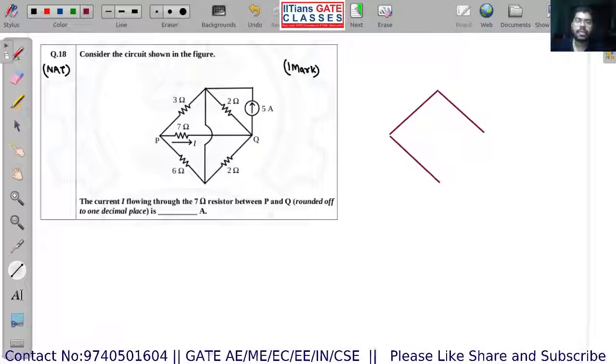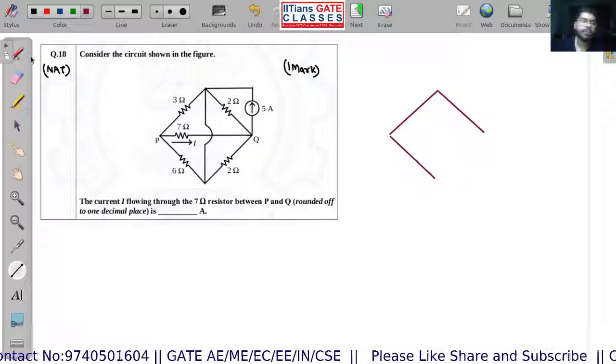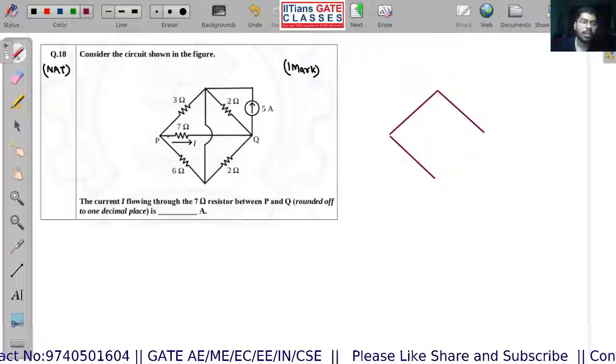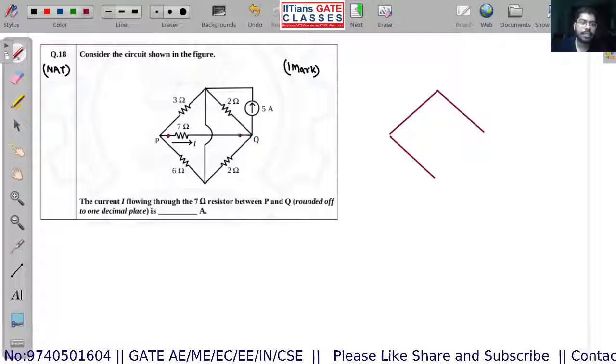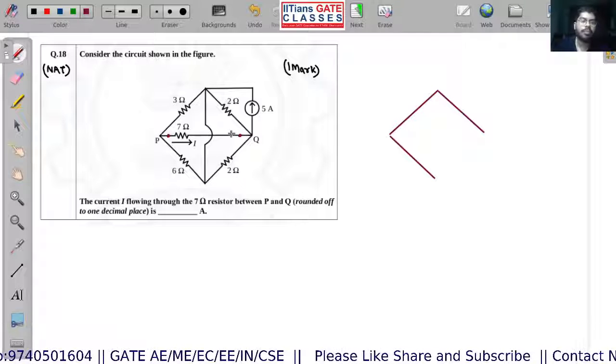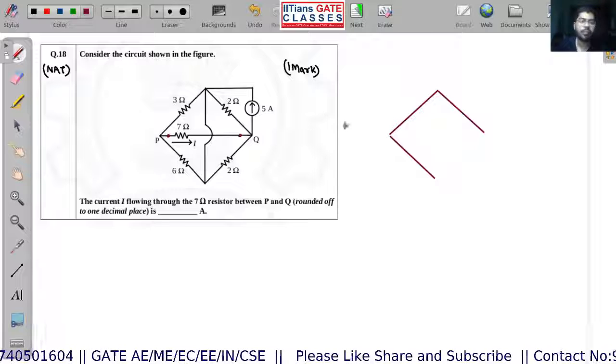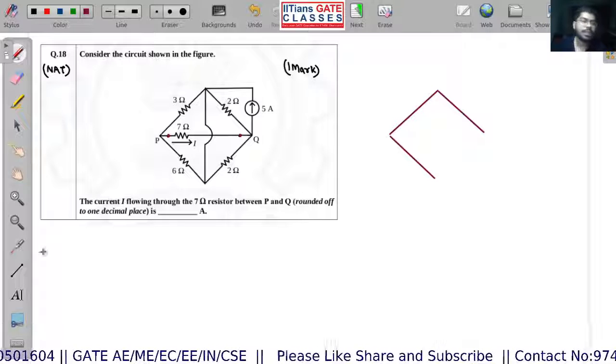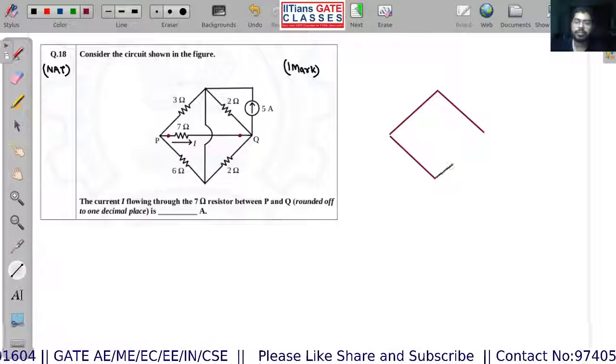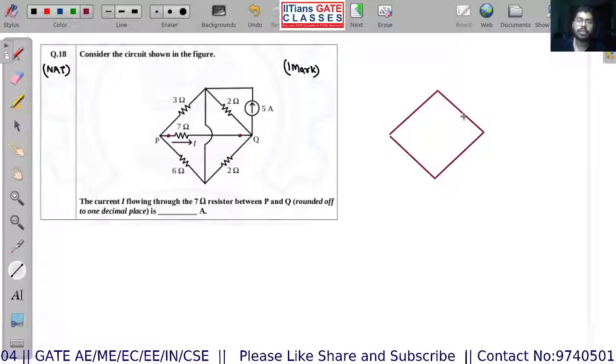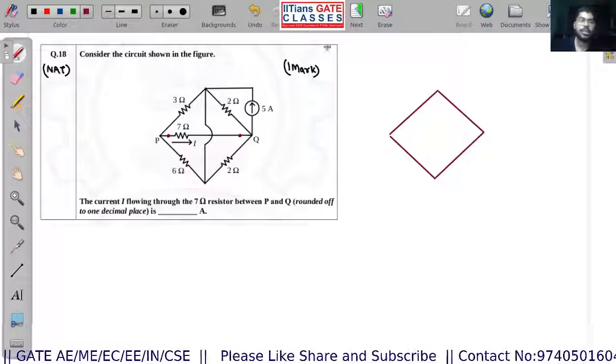So what is my approach to solve this question? First let me discuss that. If I Theveninize the circuit in between P and Q, it will be very simple for me to solve. So let me Theveninize this circuit. So this is the structure we have here.